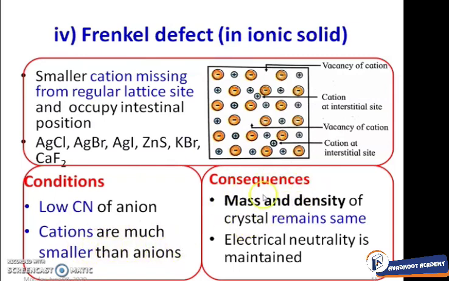What are the consequences of the Frenkel defect? As there is a dislocation of cation from one place to another, the mass and density of the crystal remain the same, and electrical neutrality is also maintained.